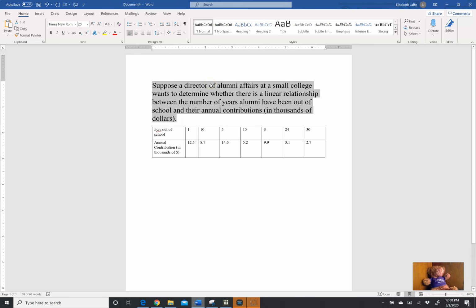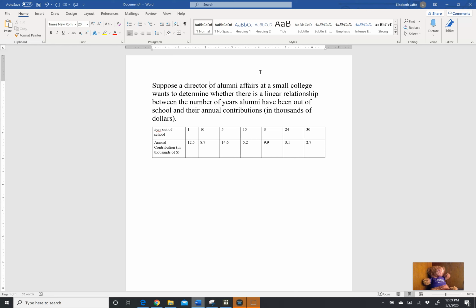Suppose that we have a director of alumni affairs at a small college, and he wants to determine whether there's some sort of linear relationship between the number of years that alumni have been out of school and their annual contributions. Let's say that you graduate from BMCC, not exactly a small college. We want to know, if you've been out 1 year, are you giving any money back to the school? If you've been out 5 years, are you giving any money back? Are you giving more money back because you've been out of school longer? What if you've been out of school for 20 years?